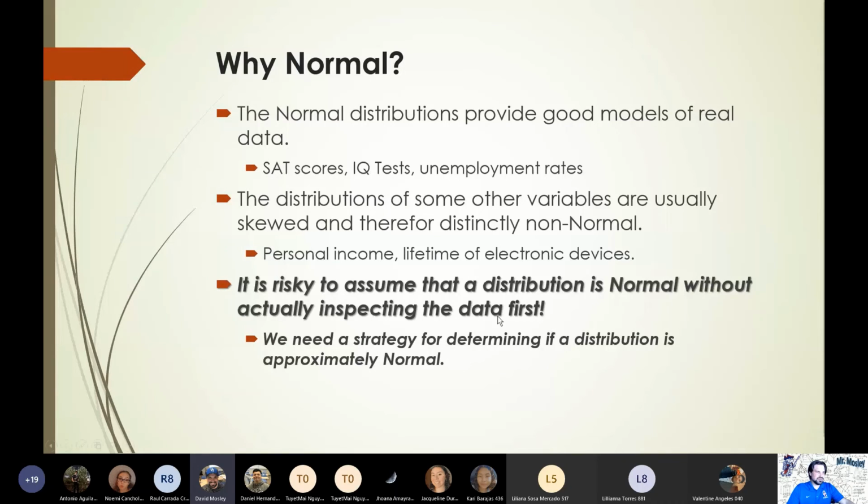It is risky to assume that a distribution is normal without actually inspecting the data first. We need a strategy for determining if a distribution is approximately normal. That's what we're going to do. We're going to look at what that is. It's not that bad.